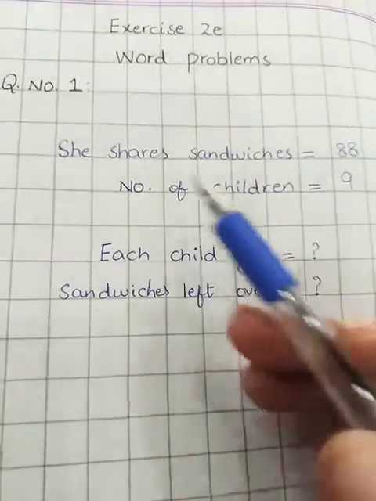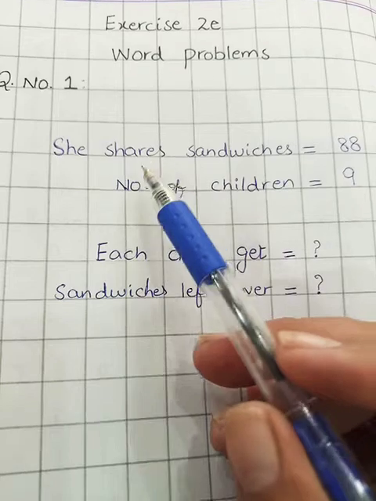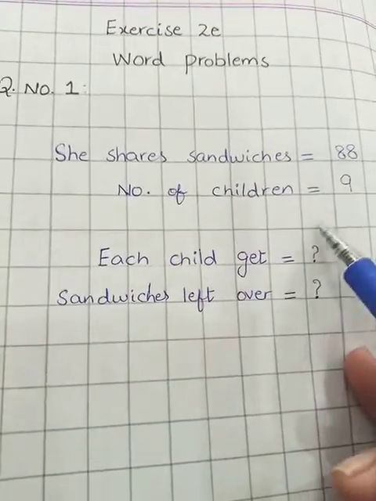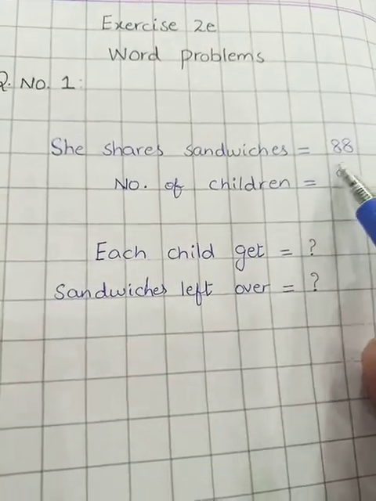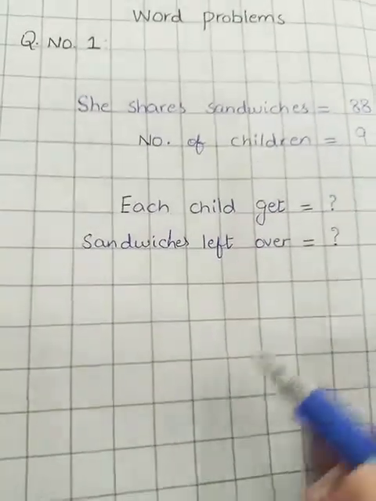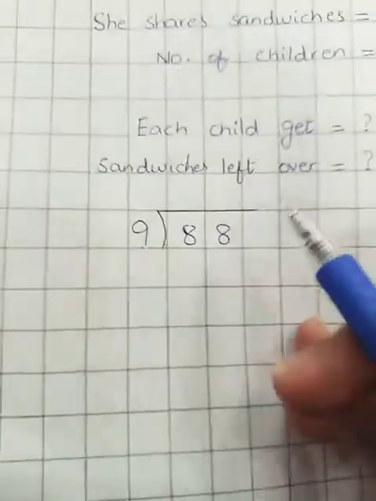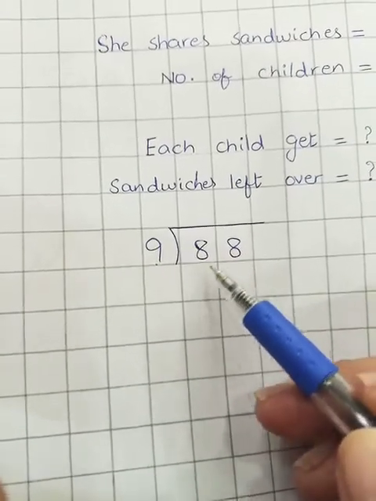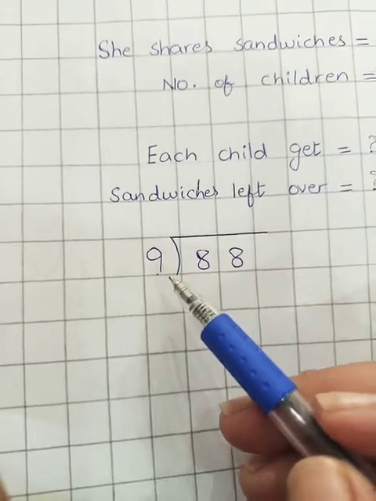Now look at the students, she is sharing sandwiches. So sharing is the sign that is showing that this question is of division. So we are going to divide it. We are going to divide 88 sandwiches in 9 children. Okay, here I am writing the answer in this way. Look at the students, 88, that is the total number of sandwiches. This will become my dividend and 9 is my divisor.